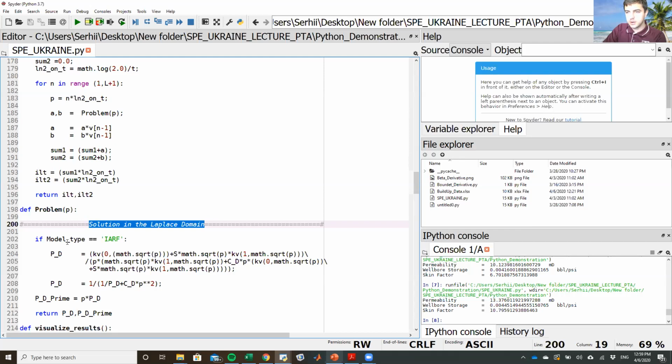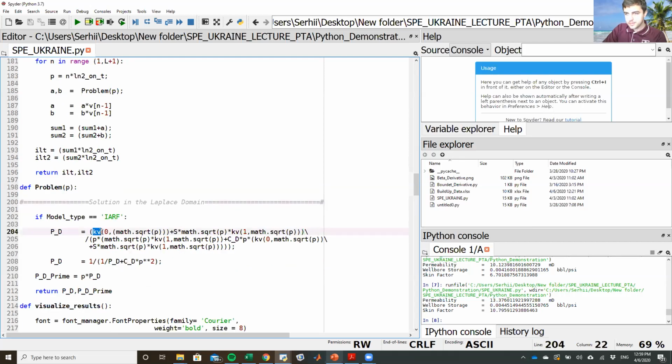And as you can see here, we have our modified Bessel functions, right? And that's where all the theory that was discussed previously is being used. So we have our modified Bessel function of second kind of zero order and of first order. And this solution is slightly modified from the ones that we derived during the webinar, because it also includes the skin factor and Wellbore storage coefficient. And as you can see here, I'm using dimensionless Wellbore storage.